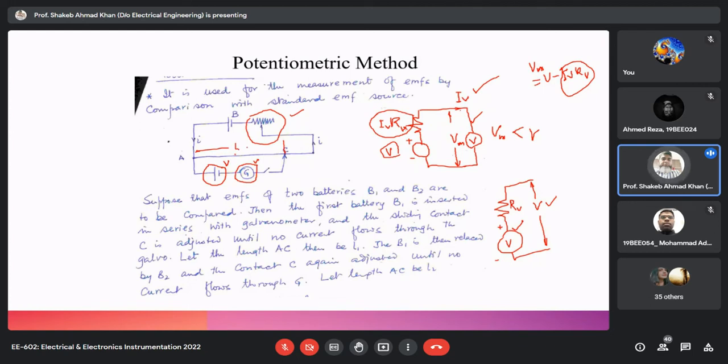So generally, what is done, we require an unknown voltage source, to find out its voltage, and then we also require a known standard voltage source. So we perform the experiment with the unknown one, and then we get the length L1 at which we get the null deflection, and then V2 and L2 at which we get the null deflection for the known voltage. Suppose this is your known, standard voltage.